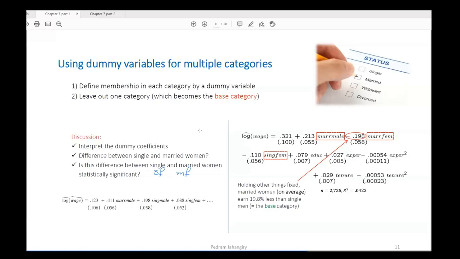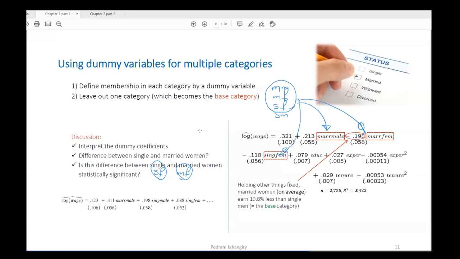Do you agree that if I pick one of them as the benchmark group, as the base group, then I can simply look at the t-stat of the other one? So nothing can stop me from deciding which one I pick as a base group. Again, remember, I have married male, married female, and single male. In this model, I decided to pick these three as dummy variables and this one as a benchmark.